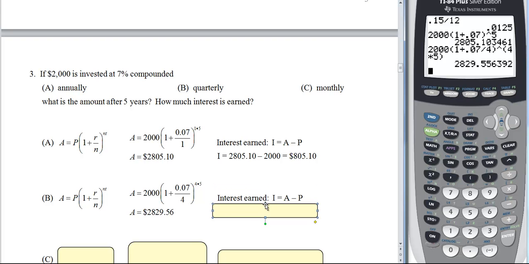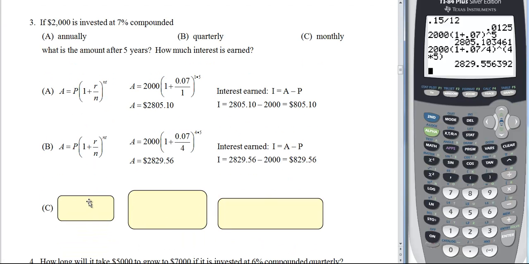Interest earned, again. I did go ahead and just write the formula again. And if we subtracted 2,000 from that, looks like we should have $829.56. So why don't you do this one? I'll get rid of the formula. Pause me. I'm going to keep on going, but see if you can do the whole thing.